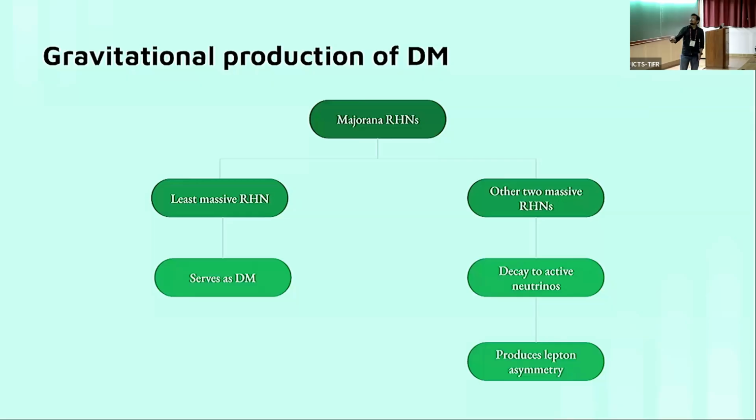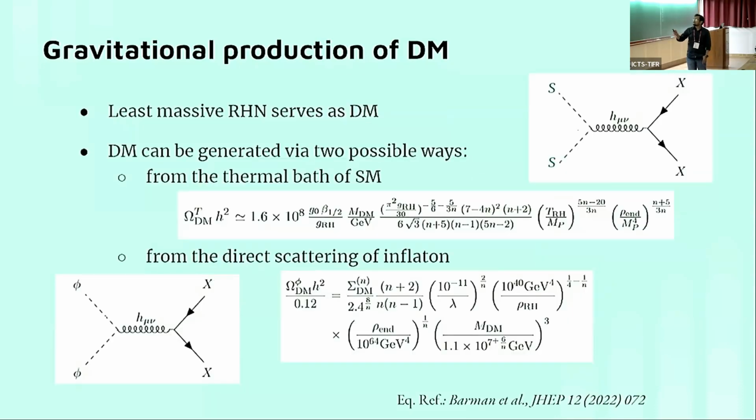So let's move on to how this scenario can be used to probe the dark matter and the gravitational leptogenesis scenario. To do this, we have considered 3 Majorana right-handed neutrinos, where at least one serves as dark matter and the other 2 produce the lepton asymmetries. So let's start with the first one. At early times, dark matter can be produced by 2 mechanisms: one directly from inflaton scattering, obviously via a gravity-mediated process, and another from the thermal bath.